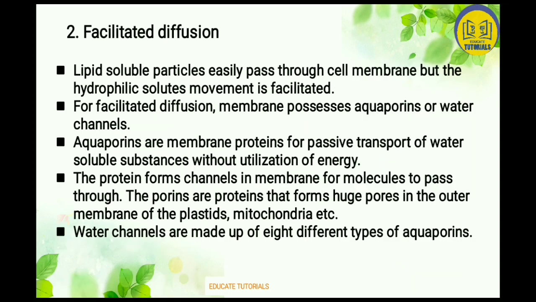The other one is facilitated diffusion, in which lipid soluble particles easily diffuse, but the hydrophilic solute molecules are facilitated or stopped by the membrane.